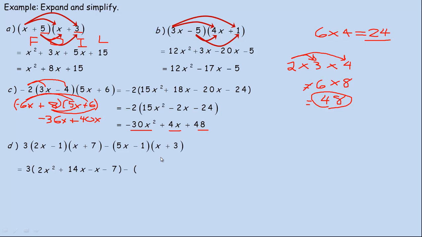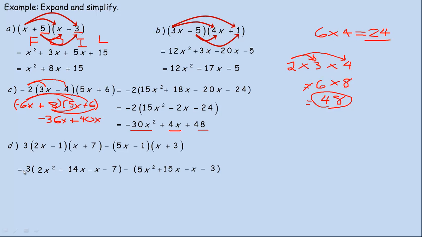And so, well, let's go back to FOIL for a moment. The first terms, which is the 5x times x, would be 5x squared. The O is next, so the outer terms. 5x times 3 would be a 15x. The inner terms, -1 times x, would be a minus x. And the last terms, -1 times 3, is a minus 3 in the very end.